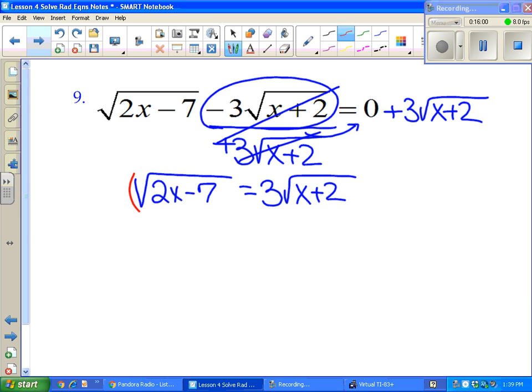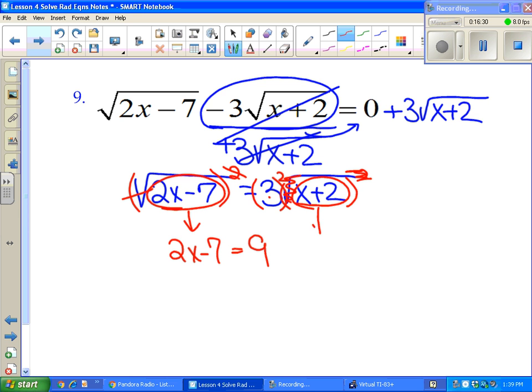Now, second step is square both sides. When I square both sides, this one has an extra 3. But it's only legal to square both sides if you square everything on both sides. So I'm not going to leave out the 3. The 3 has to be squared also. So when I square a square root, this one just gives me 2x minus 7 in it. If you square the 3, like I said, you can't forget it, you end up with 9. Here, the square root and the square cancel, so I get my x plus 2 back.